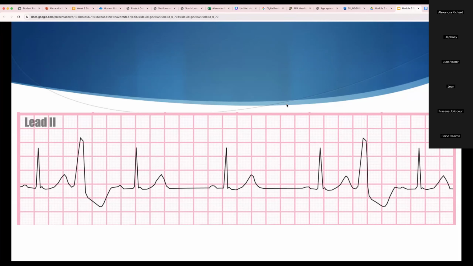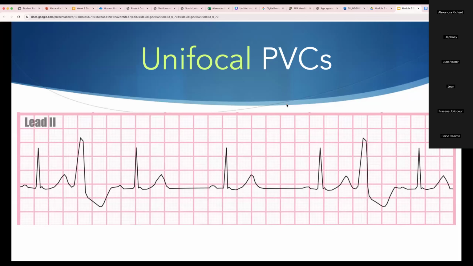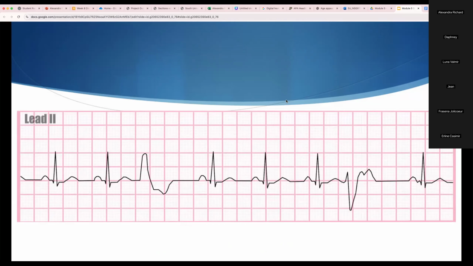They're facing the same direction. Very good. So you can say they're facing the same direction. You can also say they look the same. So because they look the same, they came from the same foci, the same irritated area of the myocardium. So that's a unifocal PVC. Very good. And then how would you describe these PVCs?